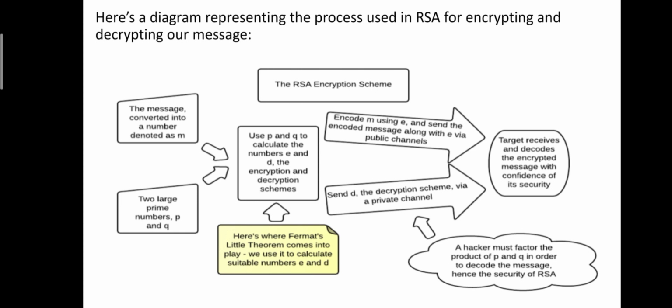Here a hacker must factor the product of p and q in order to decode the message. This is the security of RSA. Then the target receives and decodes the encrypted message with confidence of security. Well, the main reason the RSA algorithm is so strong is that in order to break it, it's necessary to find the prime factors of a large number with around 200 digits. This might take a supercomputer many decades to complete. Hence, our online transactions are so much safe and secure.